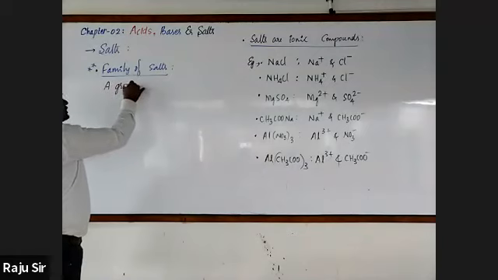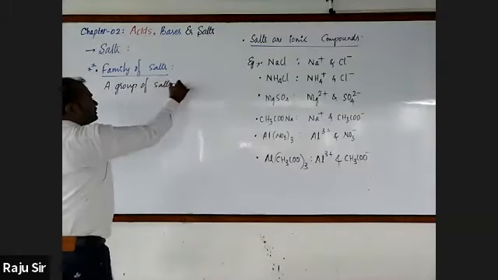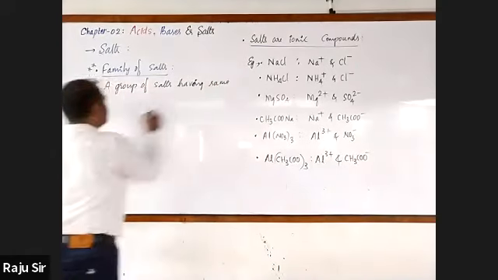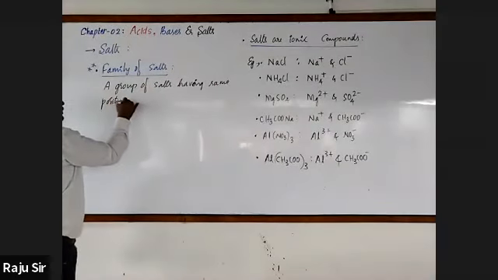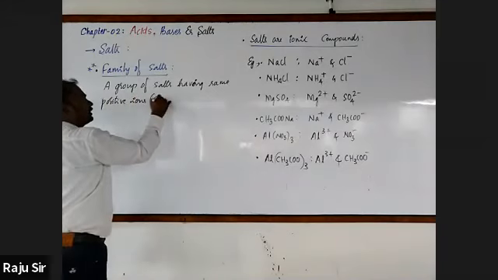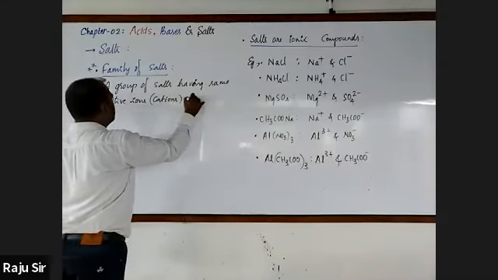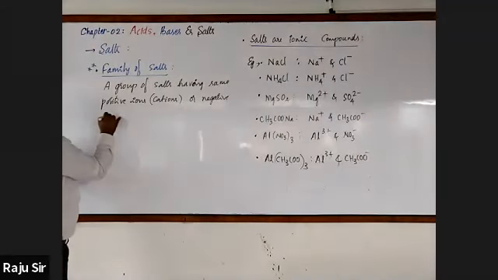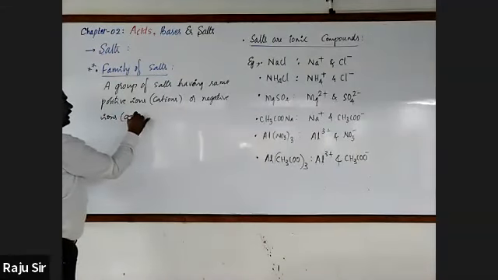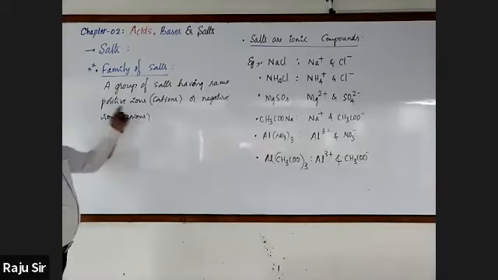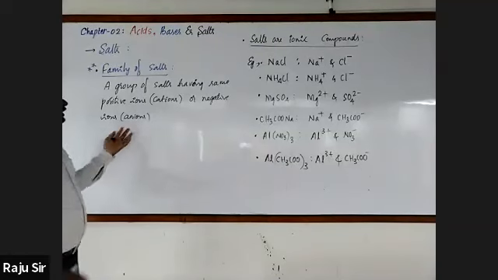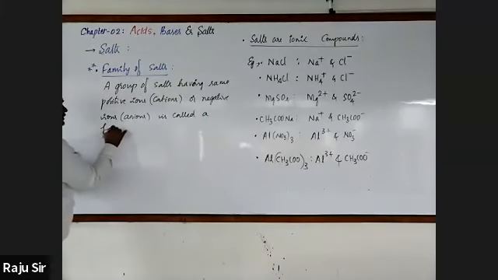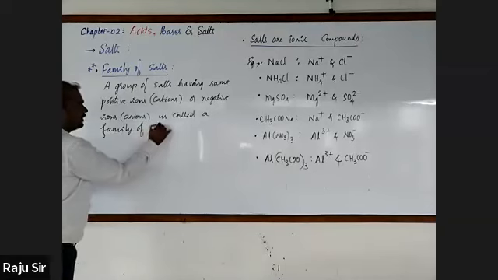A group of salts having the same positive ions, meaning cations, or negative ions, in brackets anions, is called a family of salts.